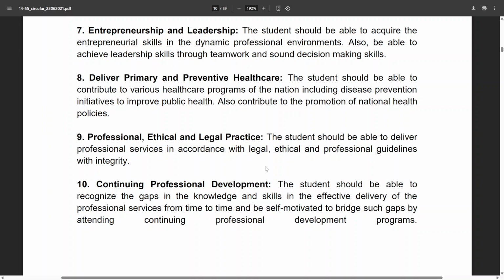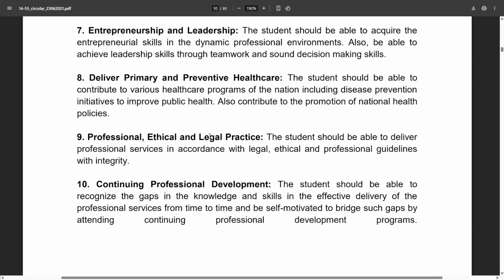Say for example, eradication of tuberculosis, right? So the government has a vision to eradicate tuberculosis. So you must support the government by taking part in their programs. Also, making people aware of the government initiatives, right?